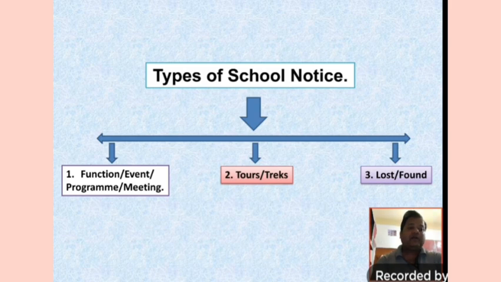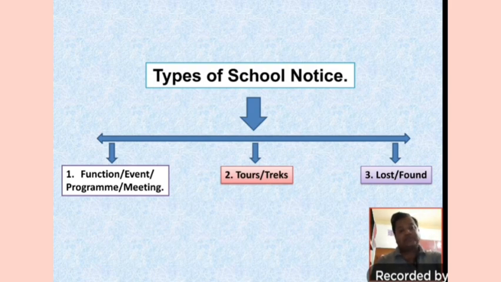And then at school level, what are the different types of notice that you may be asked to write? Any of these can be asked in the syllabus also. So we can broadly divide the school level notice into 3 categories. The first one: at school, notices are written to inform parents, students, and staff about some function, event, program, or meeting that will be conducted in the near future. So the first category will be function, event, program, or meeting.